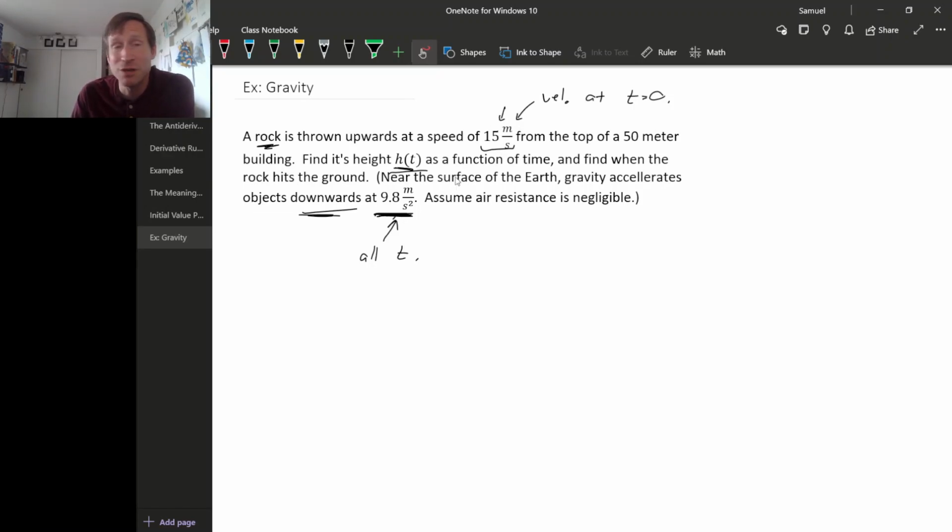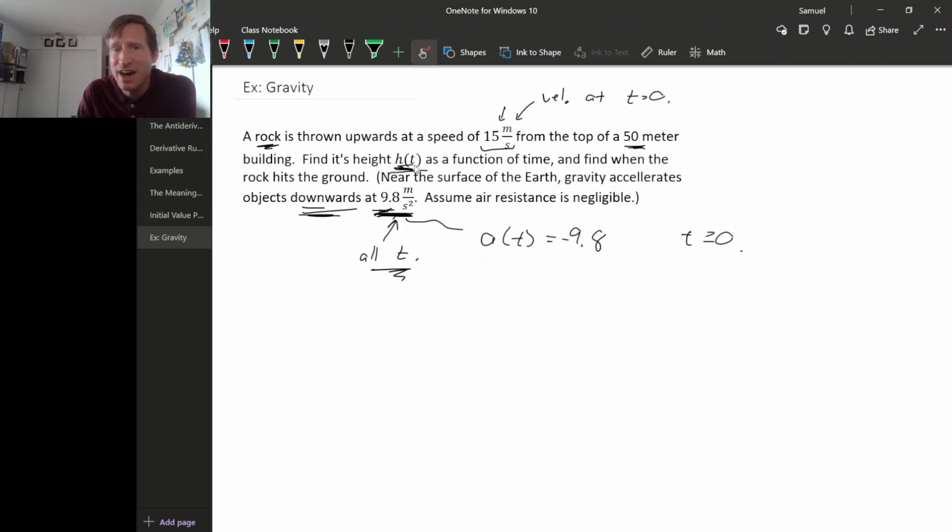I guess one other thing we know about how the rock is moving is that it starts 50 meters in the air, because that's where we are when we throw it. All right, so we know an acceleration function. Since the acceleration is 9.8 meters per second squared for all times, at least after we throw the rock, our acceleration function is 9.8. But it's downwards, so we should put a minus sign in front of this. And this is for time greater than or equal to 0, after we throw the rock.